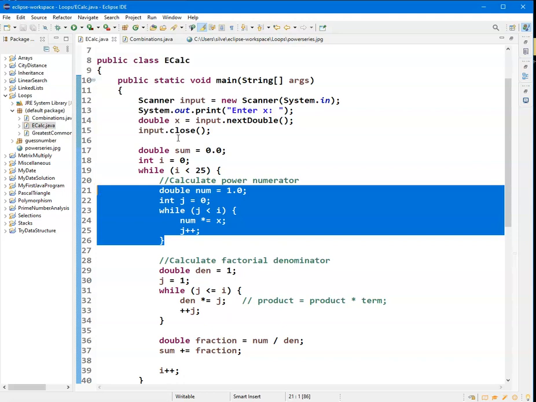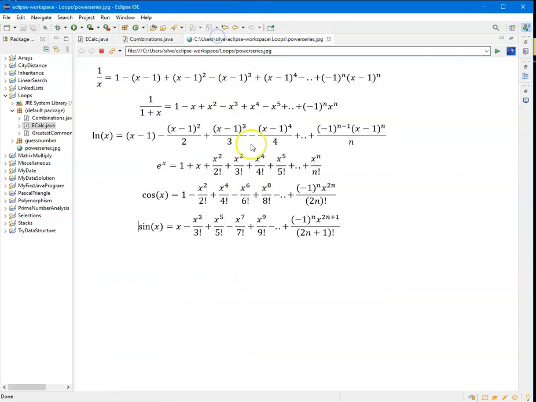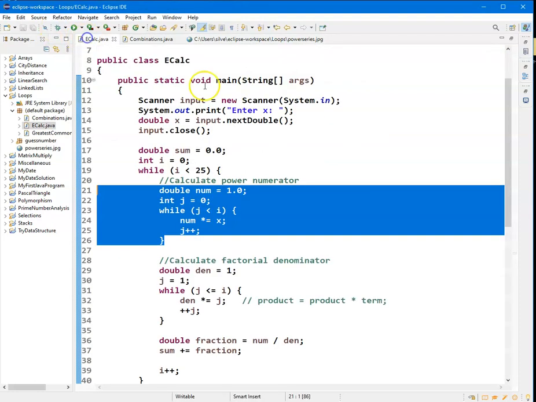Okay, basically what you're going to need to do is calculate first off the numerator, then the denominator, which is going to be a factorial, and then the term is a division of the two. So I know you could do math.pow. What I've got highlighted there can be substituted by math.pow, but I wanted to start showing you how to write your own little code here.